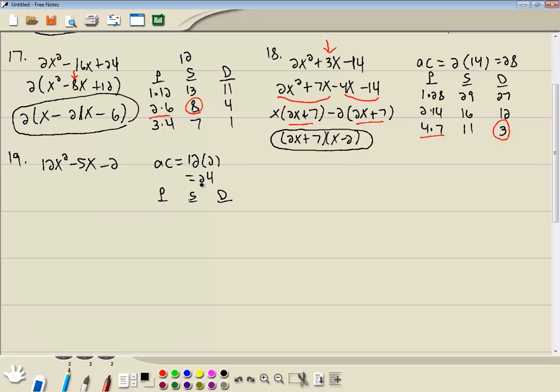Come up with our columns. List all products that give us 24. We got 1 times 24, 2 times 12, 3 times 8, 4 times 6. The S column, add those together. S for sum. 1 plus 24 is 25, 2 plus 12 is 14, 3 plus 8 is 11, 4 plus 6 is 10. Difference column, subtract smaller from larger. 24 minus 1 is 23, 12 minus 2 is 10, 8 minus 3 is 5, 6 minus 4 is 2. Always, the number we're looking for is the number in the middle term, which is 5, which is right here, which means I use 3 and 8.